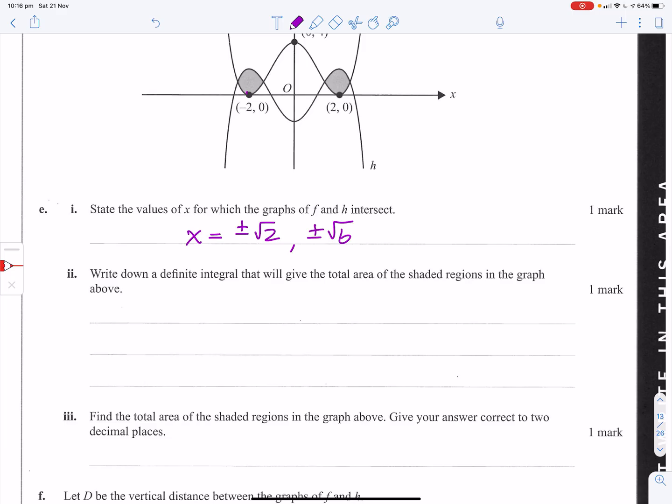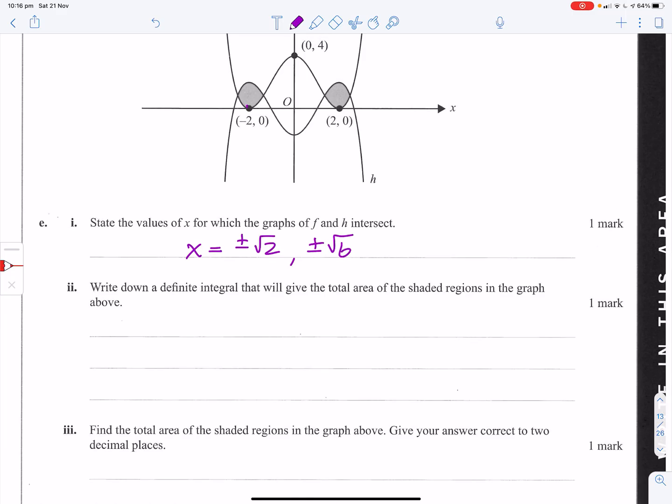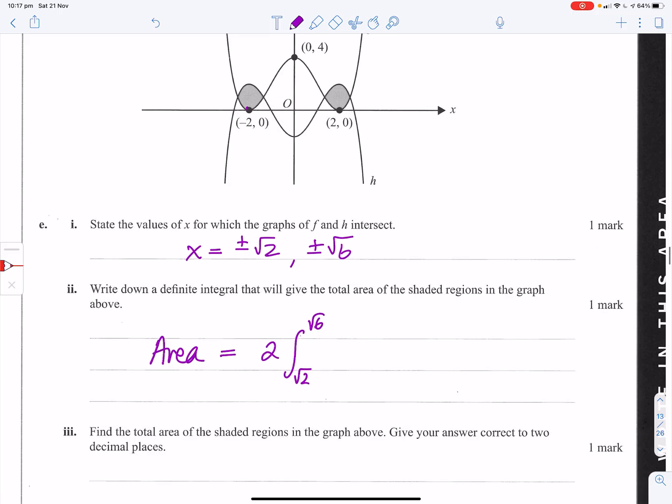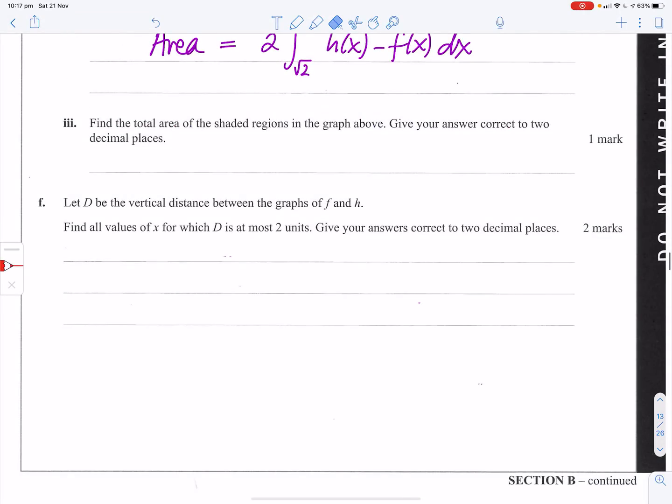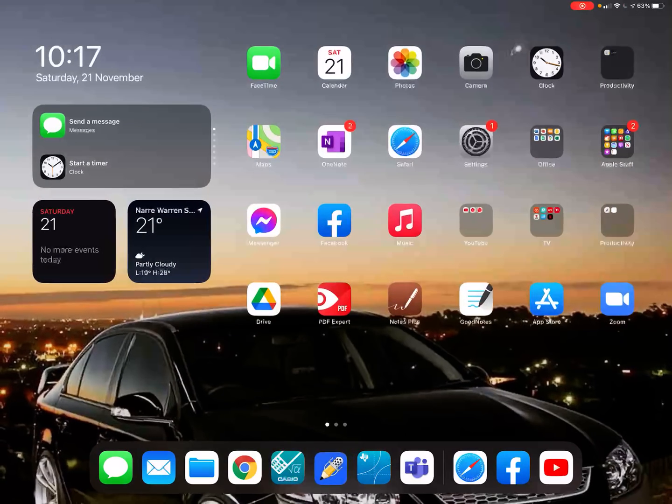Write down a definite integral to get the total area across the shaded regions of the graph. We know it's symmetric, so we can just find one area and then multiply it by 2. So we'll say from root 2 to root 6 of h of x minus f of x dx, because h of x is higher on the domain, f of x is lower. Find the total area of the shaded regions above. Give your answer correct to 2 decimal places.